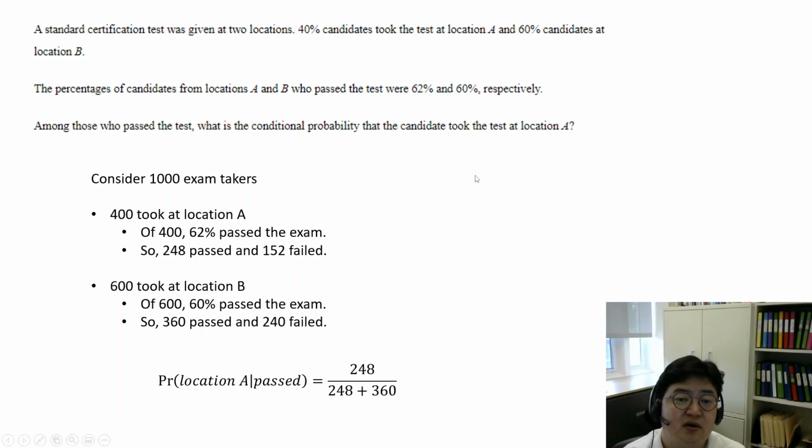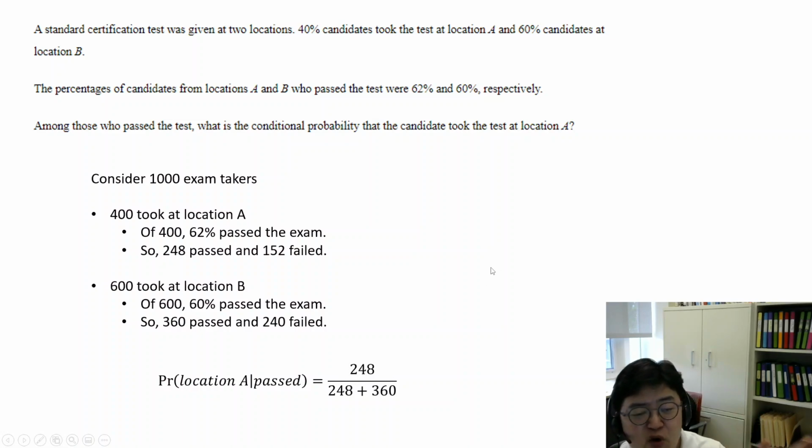Then in the end, we want to check the ratio of location A out of those who pass the test, right? Our condition is passing the test, so that's 248 plus 360. So this much passed at location A and this much passed at location B. And among them, 248 pass at location A. So this ratio is the conditional probability. Okay.